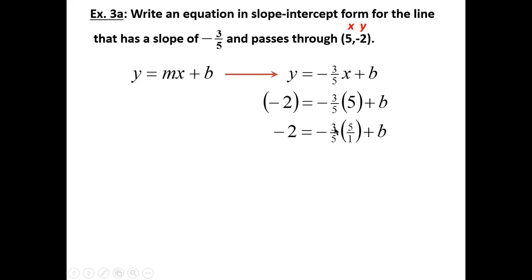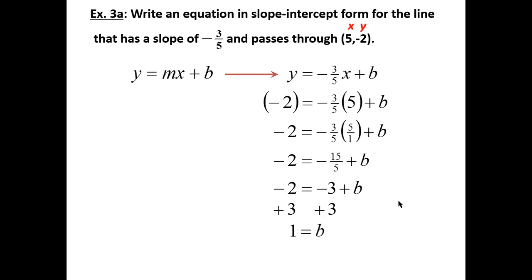So now we can just multiply straight across. I'll put the negative with the 3, so it'll be negative 3 times 5 over 5 times 1. And so that becomes negative 15 over 5. And then that actually simplifies kind of nicely to negative 3. Then there's just one more step where we'll add 3 to both sides, and then we'll have a value of 1 for b. So now that we know our slope of negative 3/5 and our y-intercept of 1, we can write our final answer, y equals negative 3/5 x plus 1.